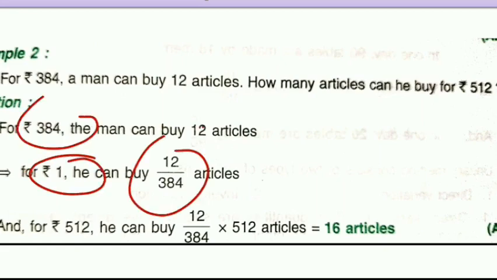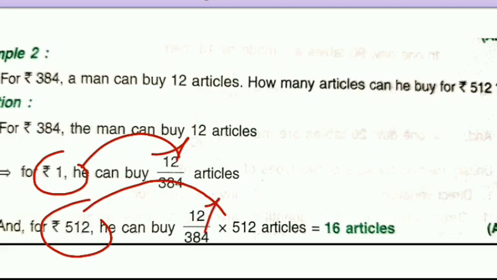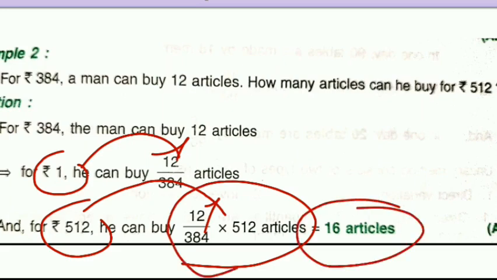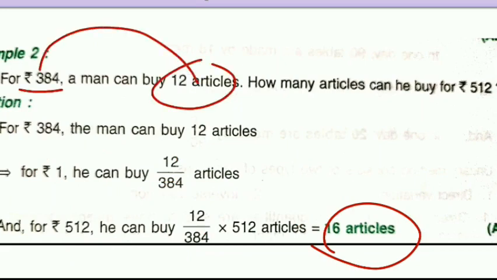So 12 divided by 384 articles, and then we will find the value of many. Many means what? Required number. So this is the value of 1, and value of many we have to find. Then we will multiply. So 12 by 384 into 512, it means 16 articles. If any person can purchase 12 articles for this much rupees, then how many articles can be bought for this much rupees? So this is the answer.